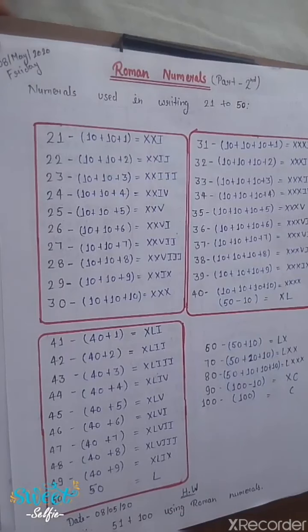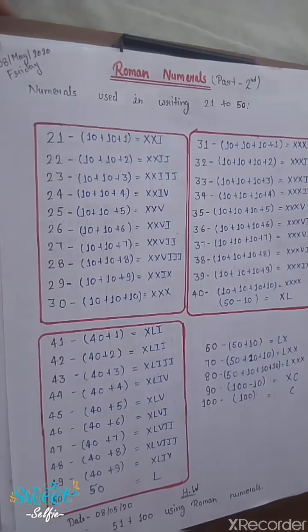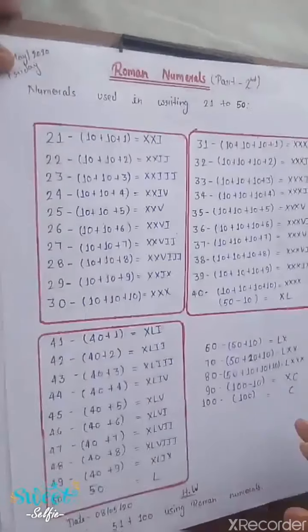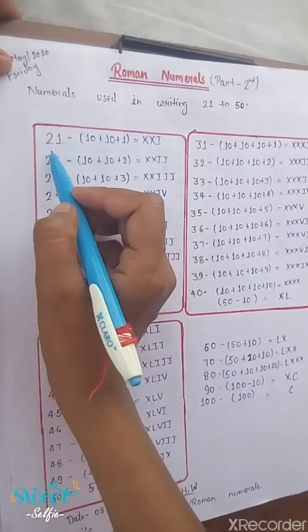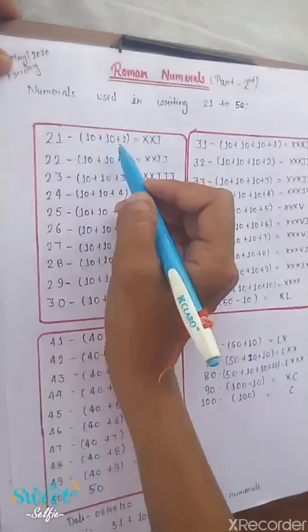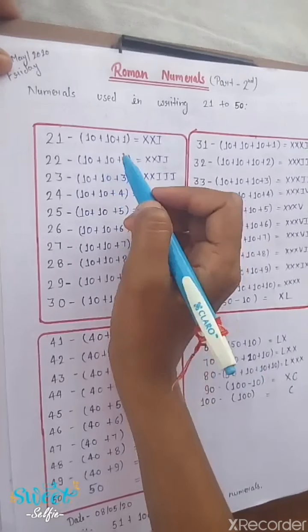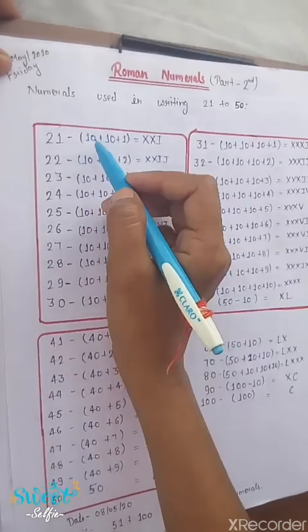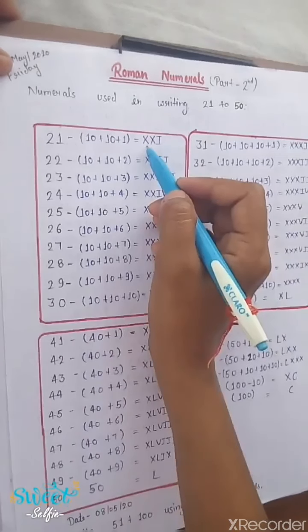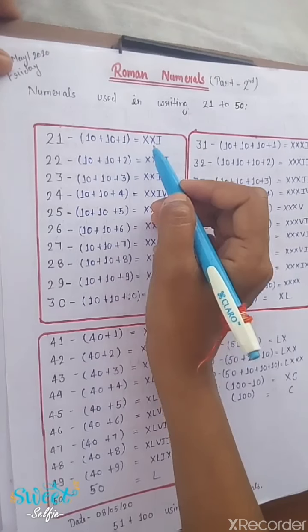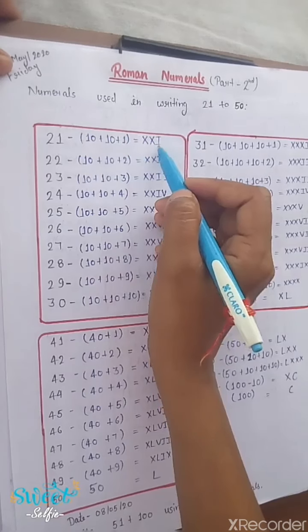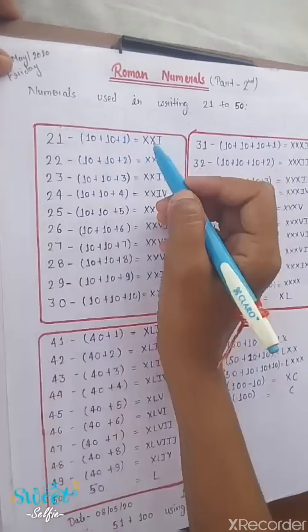In the previous class we learned to write Roman numerals up to 20 by following certain rules. Today we will see the numerals used in writing 21 to 50. First we will start from 21. We can write 21 as 10 plus 10 plus 1. Which alphabet is used for 10? We know X is used for 10, and again for 10 we write X, and for 1, I. So 21 is XXI.